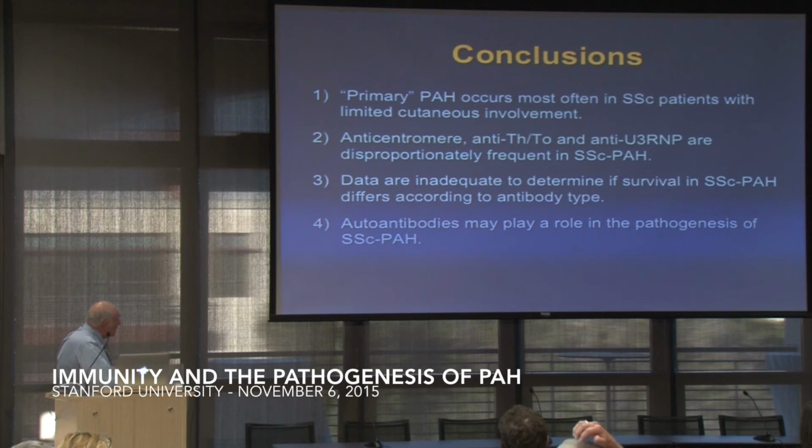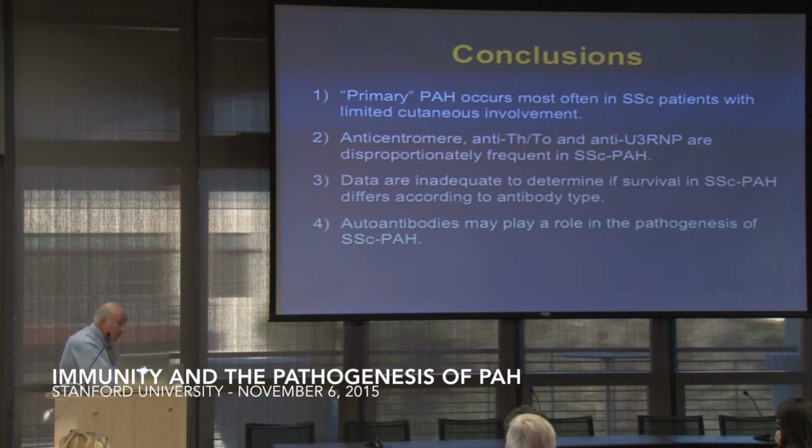So I will conclude by saying that primary PAH occurs most often in scleroderma patients with limited cutaneous involvement. Anticentromere, Th/To, and U3-RNP are disproportionately frequent in these patients. The data on survival is inadequate, and probably there isn't an influence of antibody type on survival. But certainly autoantibodies may play a role in the pathogenesis of this disease. So I thank you for your attention, and I'd be happy to answer any questions.